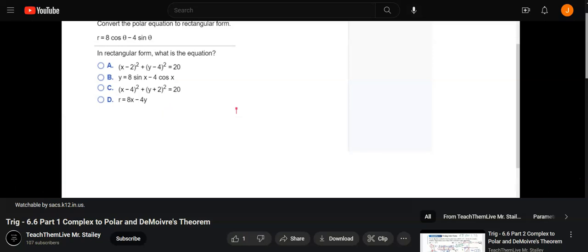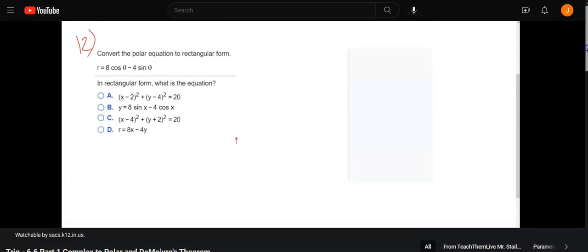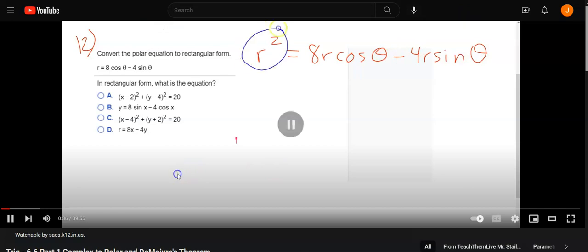So we are converting this polar equation to rectangular form. Here, let me scoot it up. This is number 12. Must be a homework question. Seems kind of weird that it's multiple choice. Oh, looks like I multiplied both sides by r. Let me pause the video for that.